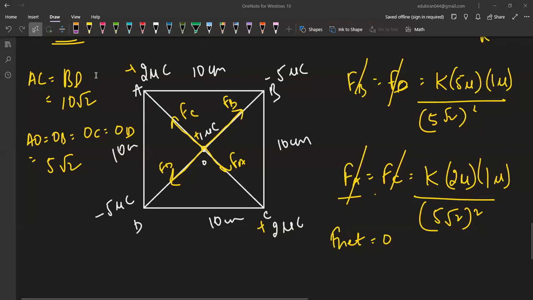What statement should we write as the reason they are cancelled? No, you will not write any statement. You will show FB is equal to this. You will show FD is equal to this. Separately, you will write. I have written like this.